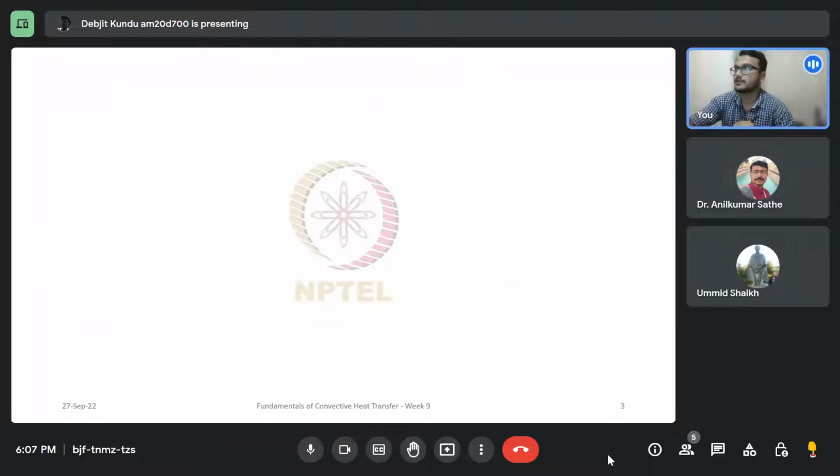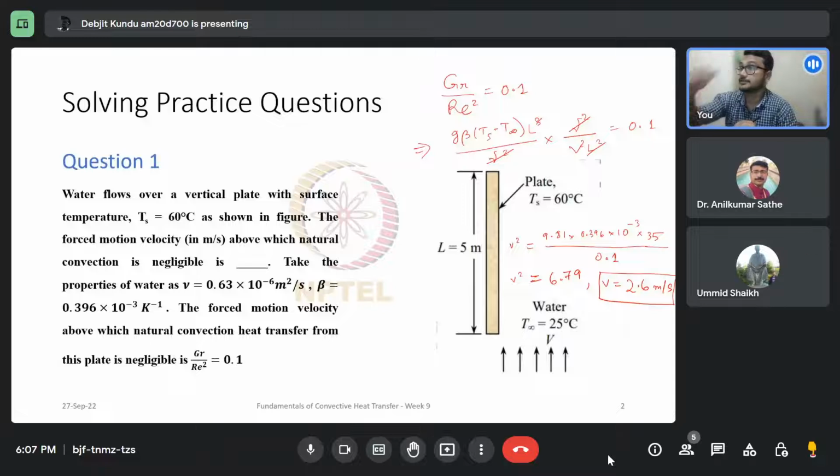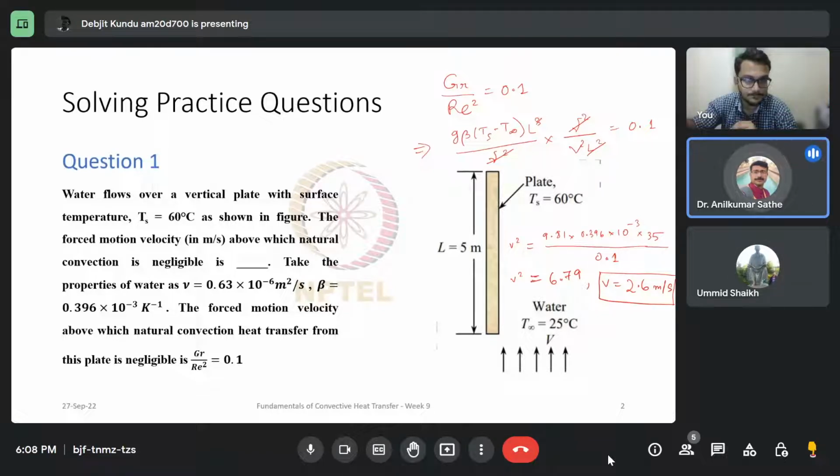So moving on, let me point out that V could be this or lesser. If V is more, then forced convection becomes more significant. Can you check your answer again? I think it is something different.